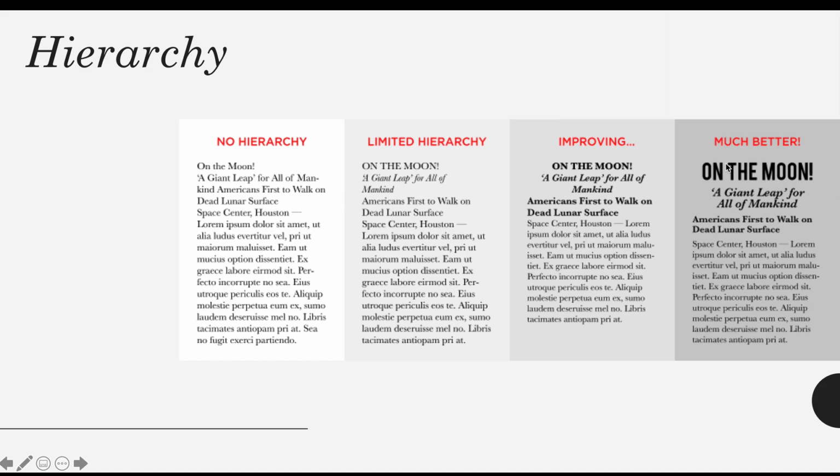And this one, if we look at over here, perfect, right? I see on the moon, a giant leap for all of mankind. So this is an article. Americans first to walk on lunar surface. And then I see the body copy, my paragraph text, right? So if you're not familiar, body copy, paragraph text is what you use for your main content. And then you have your header typically and a subheader, and then you might have a third header.